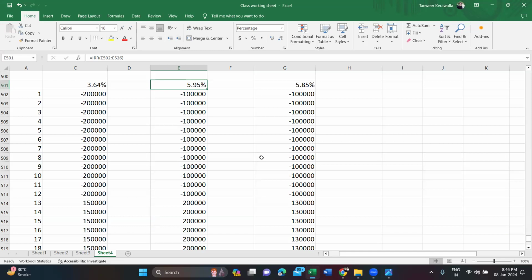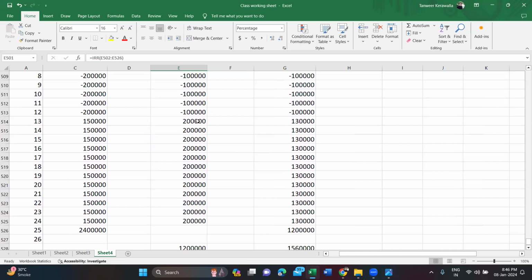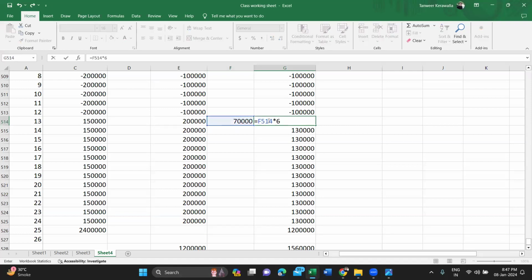The reason is the first scheme is giving you a higher amount in the earlier years. If you see this part, in the 13th year you're getting 70,000 extra. That means more money you have. Now let's say you invest this 70,000 at 6% interest in some savings account or somewhere. How much will this grow to? This will give you interest at 6%.